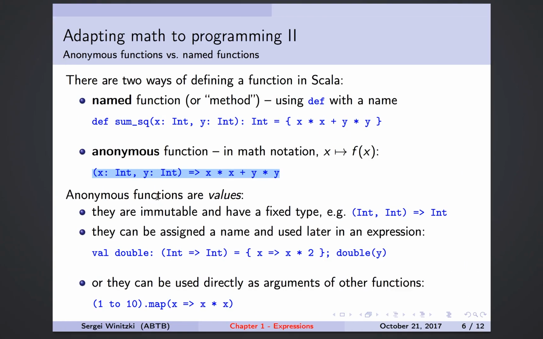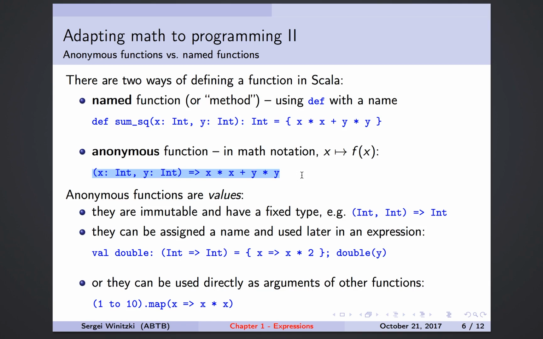This is a very important concept in functional programming. It is usually not emphasized in other paradigms of programming, in object-oriented programming, or in imperative programming. It's not emphasized that functions can be treated as values. But indeed, they are values. They are immutable. You cannot change this.